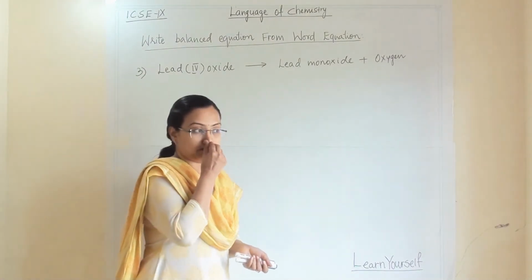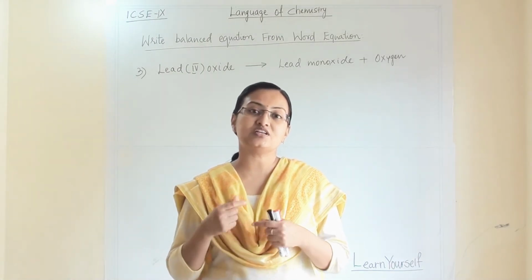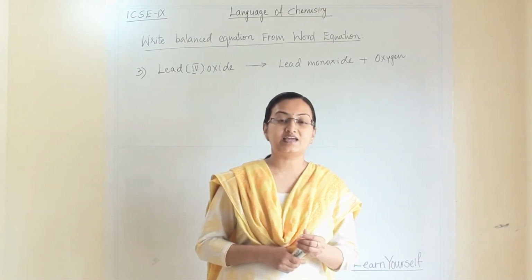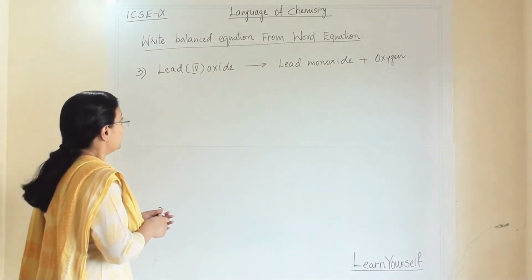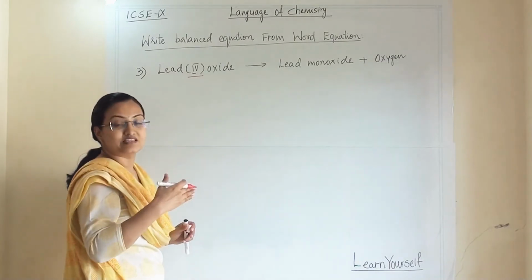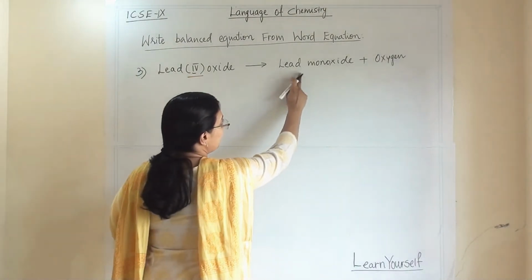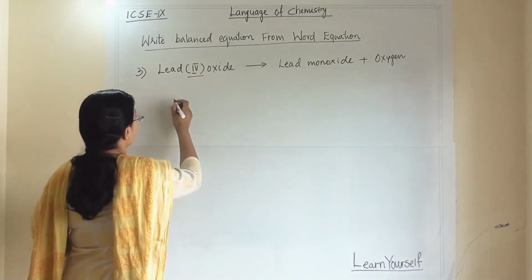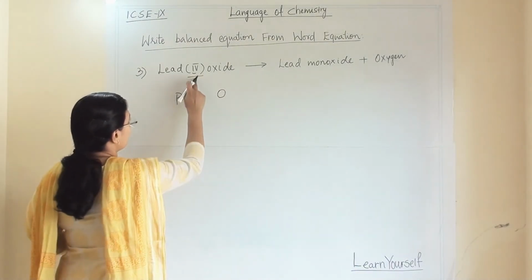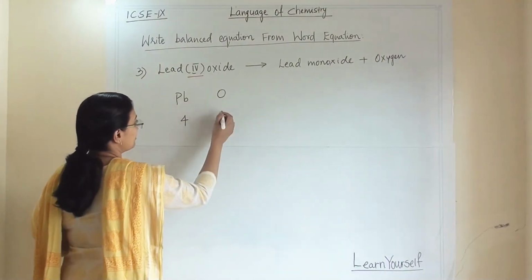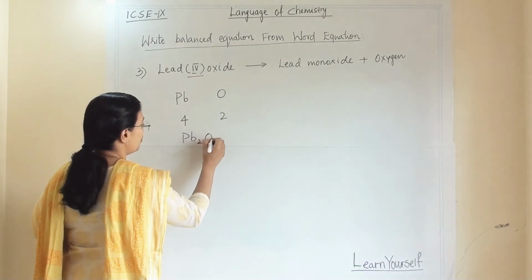Whenever you are attempting a question on variable valencies in the equation, in the question itself they are going to give you a valency like Fe2 oxide, Fe3 oxide and so on. So you have to make a note of it and use that valency for that particular element. Now our question is lead 4 oxide will give us lead monoxide plus oxygen. So lead is Pb, oxide is O. We know that the valency of lead is 4 and oxide is O with valency 2. So our compound is Pb2O4.